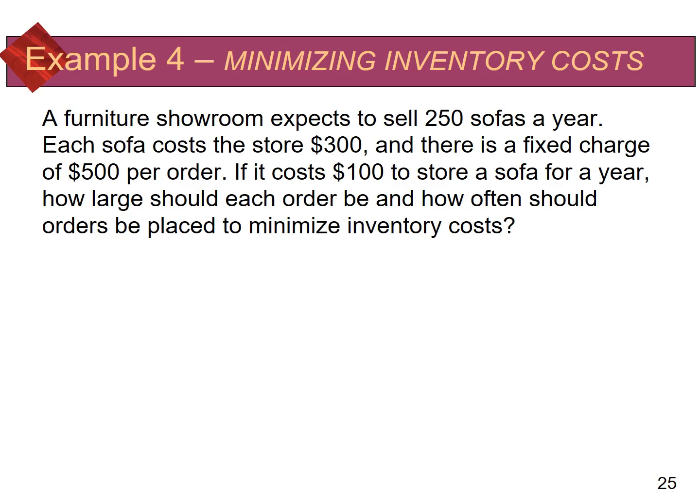So we want to figure out how large each order should be and how often orders should be placed to minimize inventory costs. Now, of course, the inventory cost would be the total cost of what I reorder as well as what I store. So we're going to let x be this lot size that we're looking to find. Of course, 250 divided by that lot size is going to be the number of orders placed in that given year. So once I find the lot size, I can calculate how many reorders I'm going to be doing.